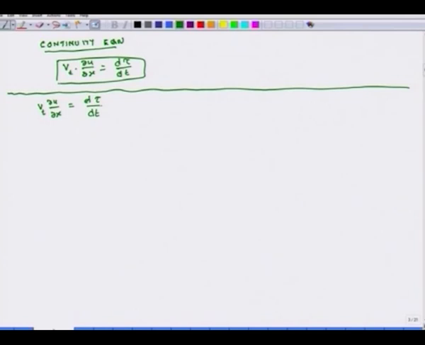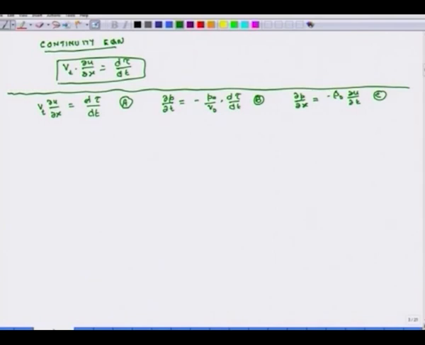This is my material constitutive equation. Let us call this equation A. Then I have the partial derivative of P with respect to t equals minus P naught over V naught times d tau over d t. This is B, and the third equation is equation C.